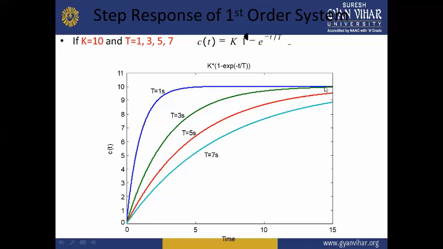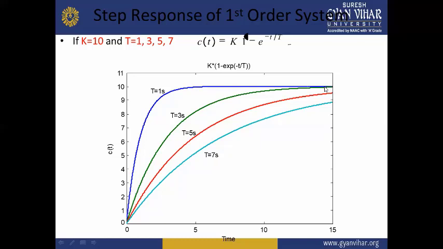Whereas for a time constant of 1 second, the system will reach the steady state value at around 4.5 or 5 seconds. Now, if you further increase it from 3 seconds to 5 seconds to 7 seconds, you will find out that the system is getting more sluggish.